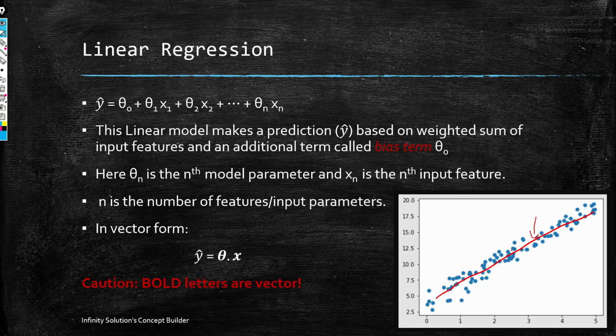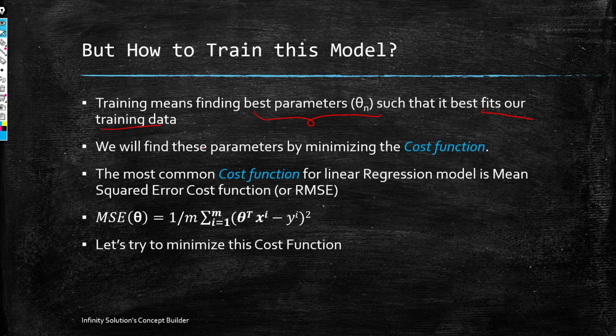You can see we can't get a single line which will fit all the points. We can get just a single straight line in between. We can say intuitively that yes, it is best fitting the given data points, correct? So we'll find these parameters by minimizing the cost function. So now what is the cost function?